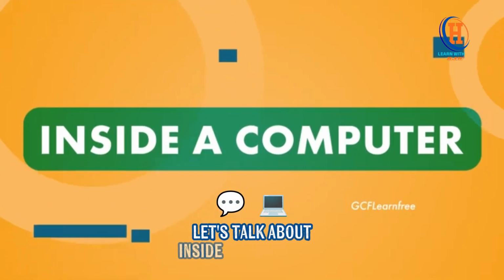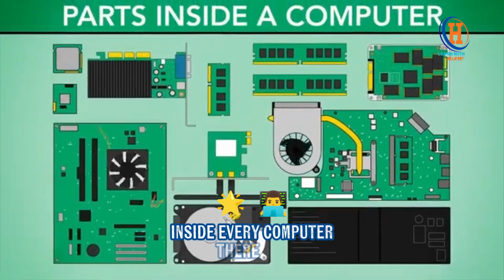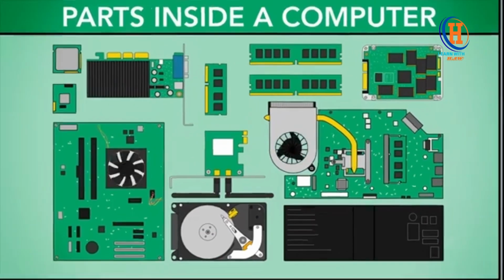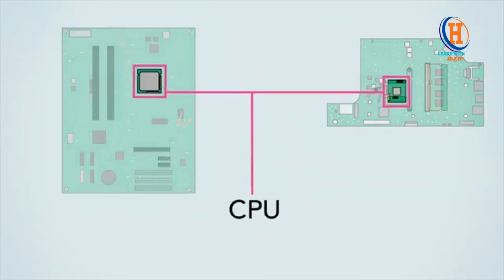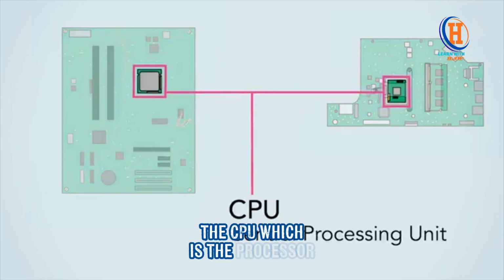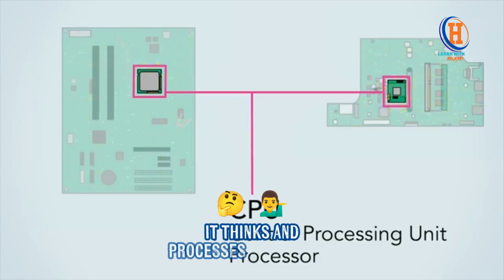Let's talk about inside the computer. Inside every computer, there is a motherboard. The motherboard connects everything together. The CPU, which is the processor, this is the brain of the computer. It thinks and processes information.